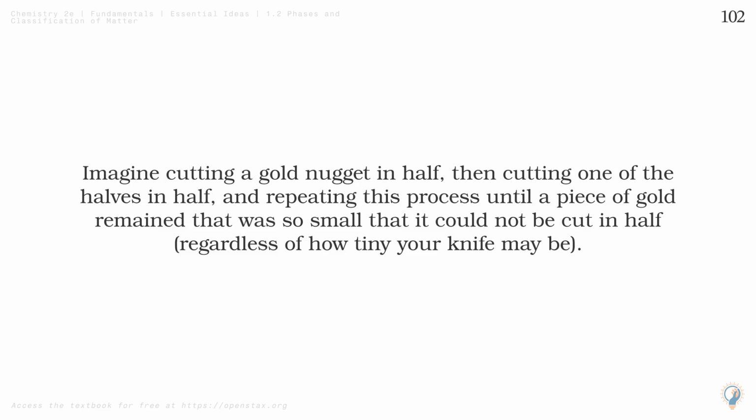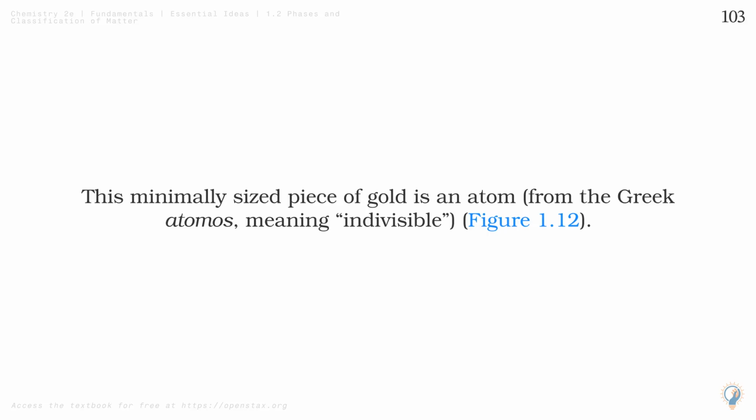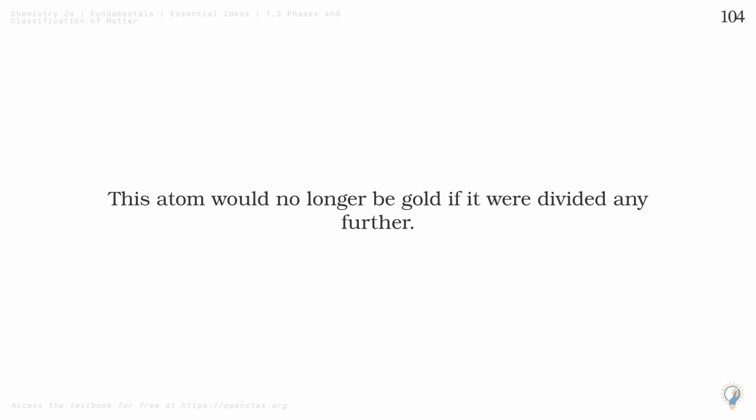Imagine cutting a gold nugget in half, then cutting one of the halves in half, and repeating this process until a piece of gold remained that was so small that it could not be cut in half, regardless of how tiny your knife may be. This minimally sized piece of gold is an atom, from the Greek atomos, meaning indivisible, Figure 1.12. This atom would no longer be gold if it were divided any further.